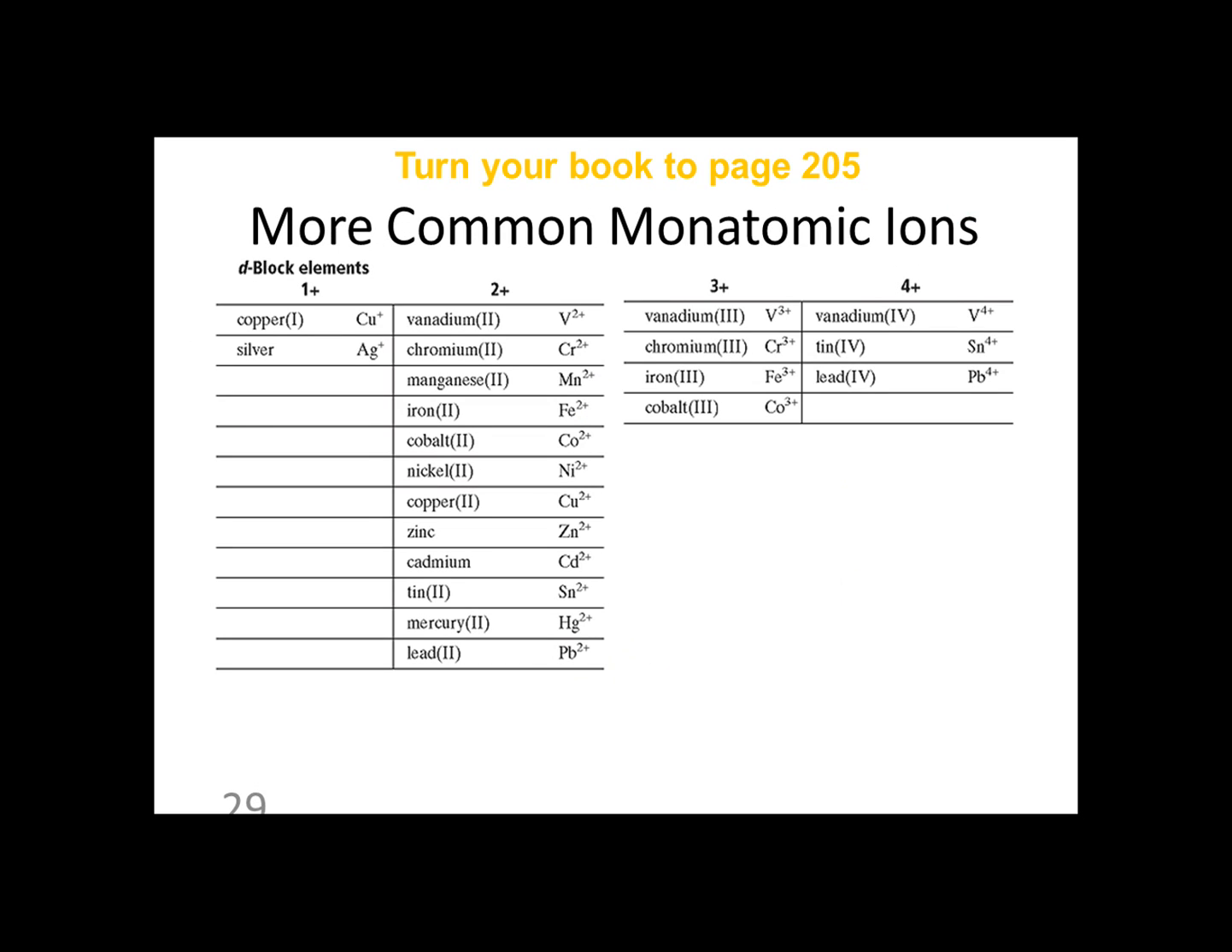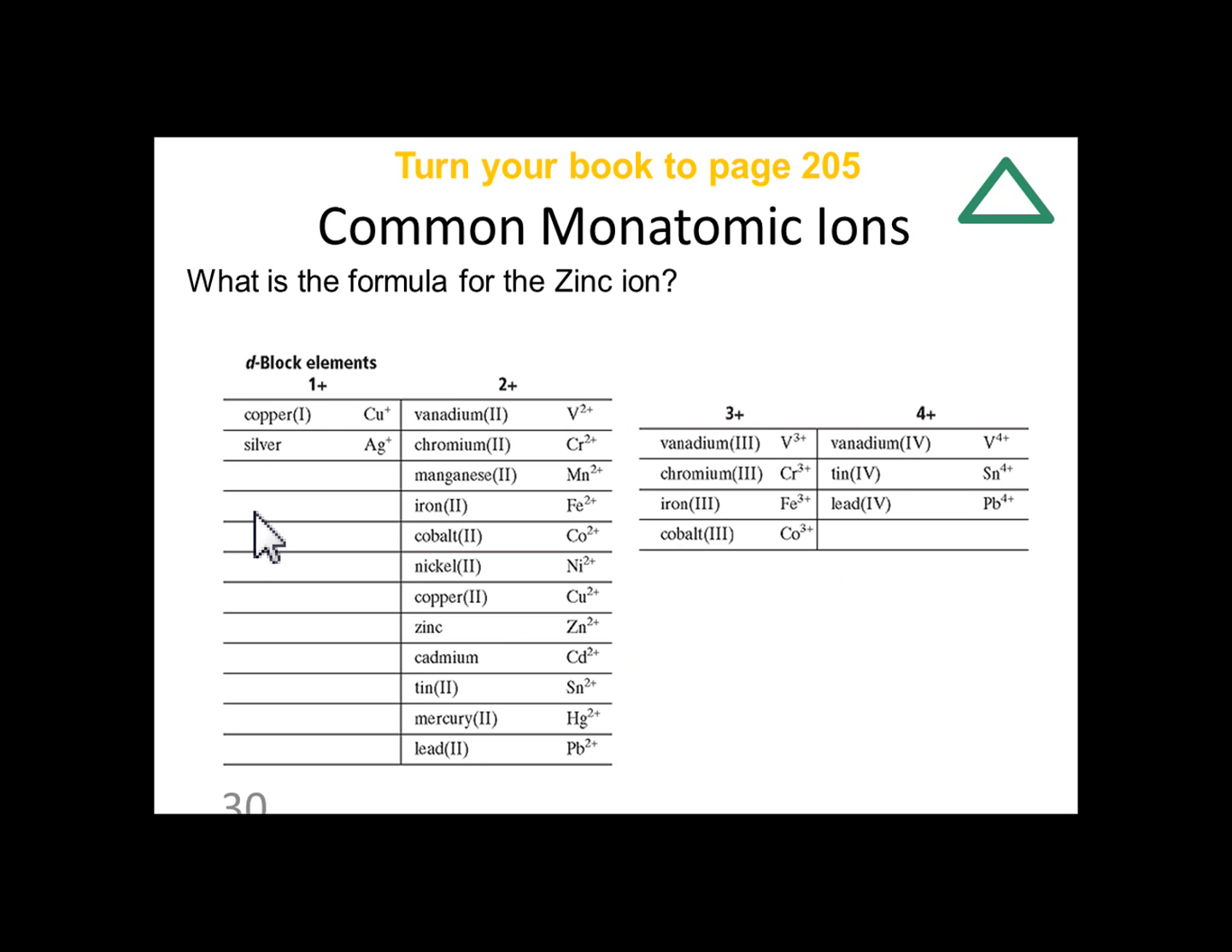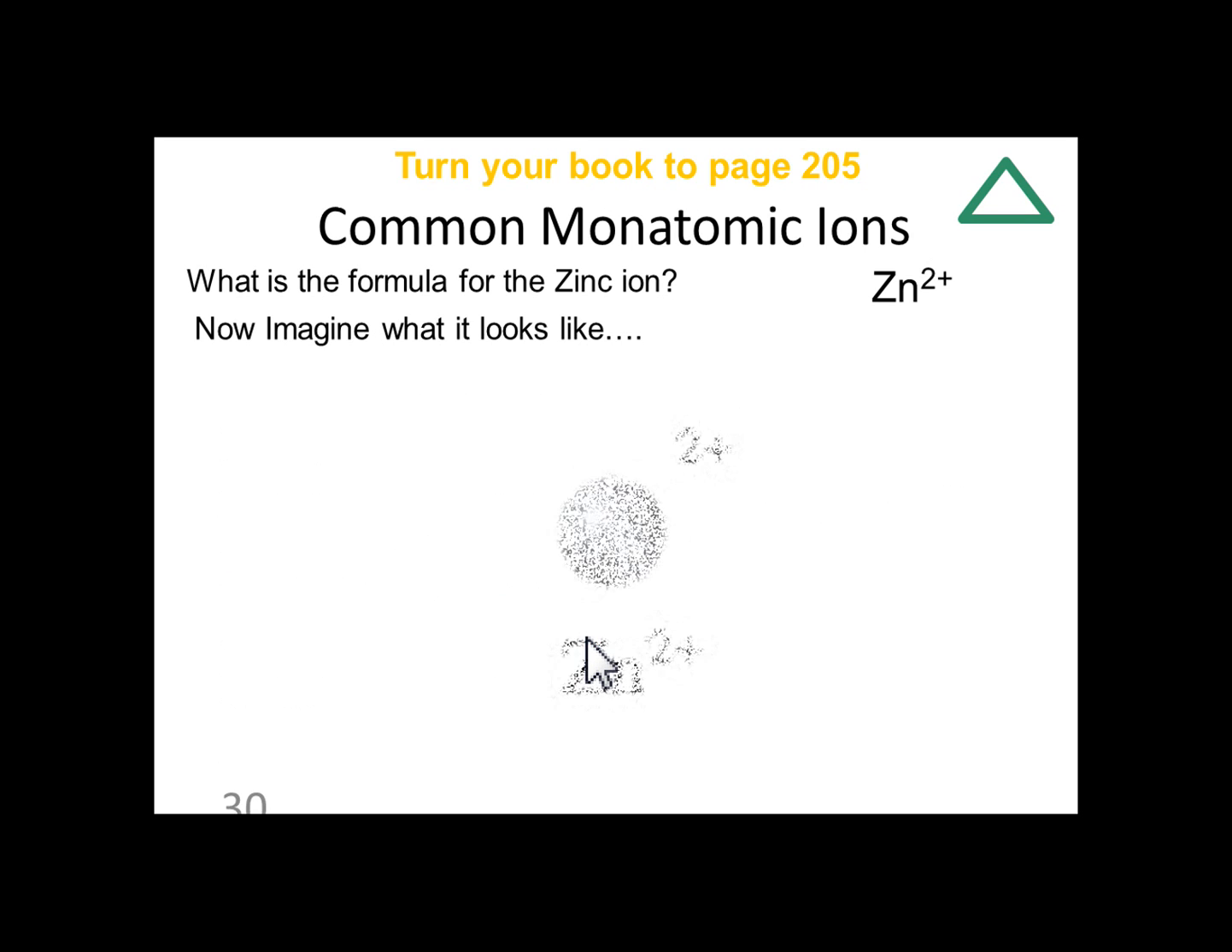Alright, some more monatomic ions here. Notice that some of these ions have more than one charge, as we talked about copper before. So let's practice with this. What is the formula for a zinc ion? It's right here. It's Zn2+, and it would also look like a sphere with this time a +2 charge.